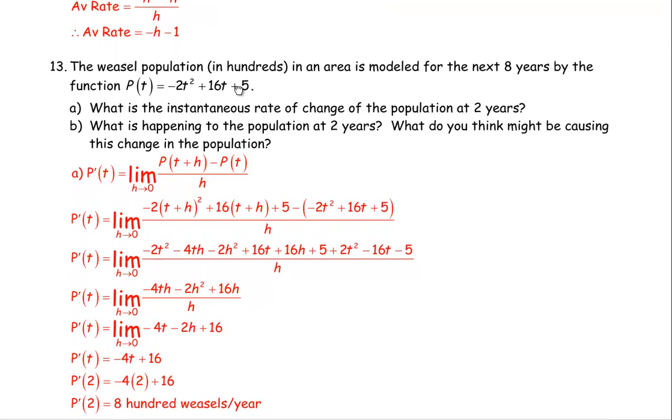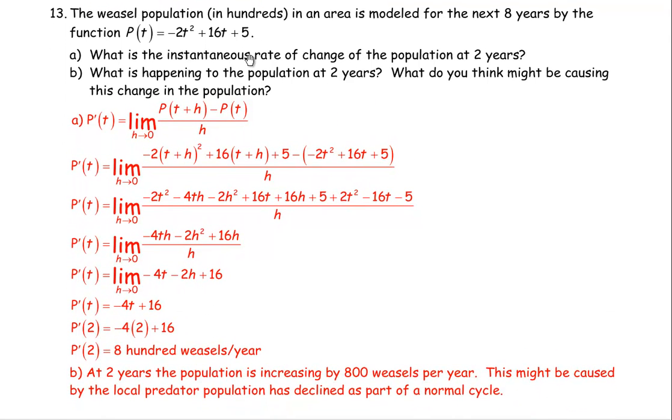For question number 13, the weasel population in hundreds in an area is modeled for the next 8 years by this population function. And we're asked, what's the instantaneous rate of change in 2 years? So we would use the definition of the derivative formula. And so we're going to find basically p prime of t. So we're going to calculate p of t plus h minus p of t, similar to f of x plus h minus f of x over h, and evaluate the limit as h tends towards 0.